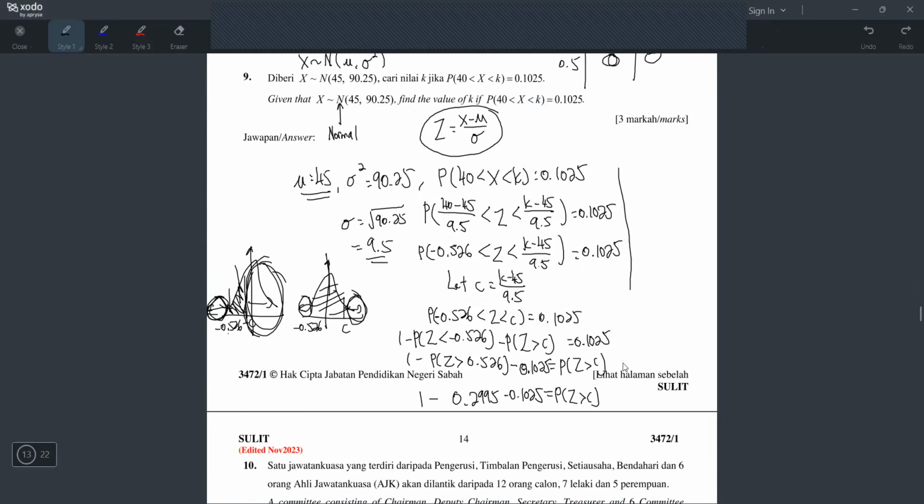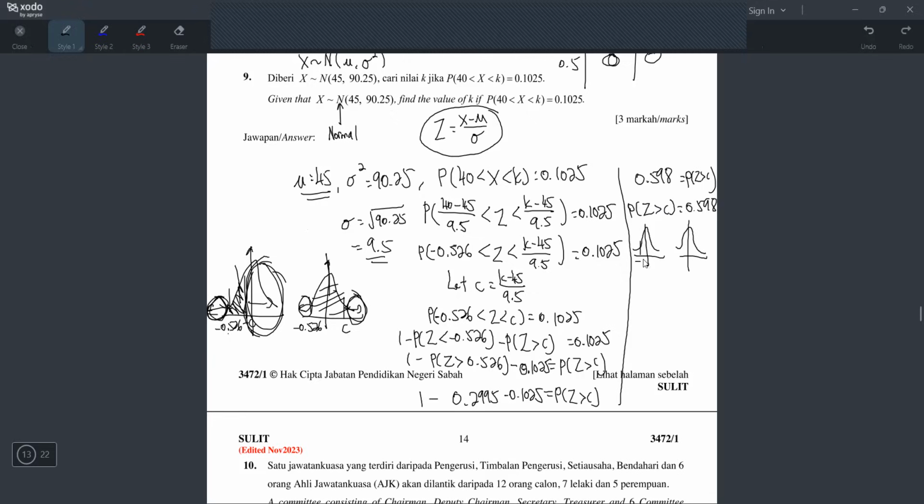Okay, so let's draw a line here. So it will be P(Z > c) on this side. And then now I will press 1 minus 0.2995 minus 0.1025. Okay, 0.598, right? Now we can actually determine our c is positive or negative. Why? Because now it's not like in between like just now already. Now it's already P(Z > c). So now you can draw two diagrams and then see whether your c is positive or negative.